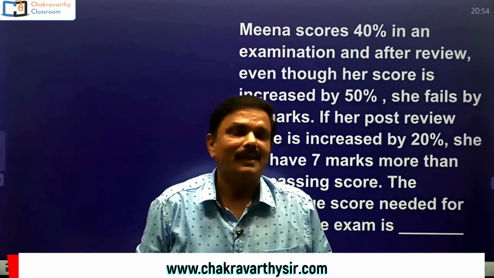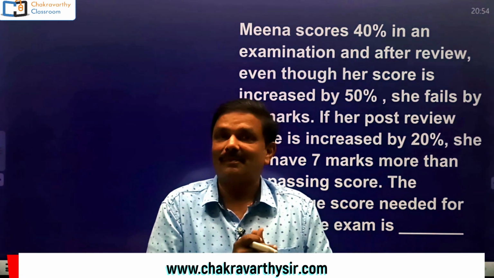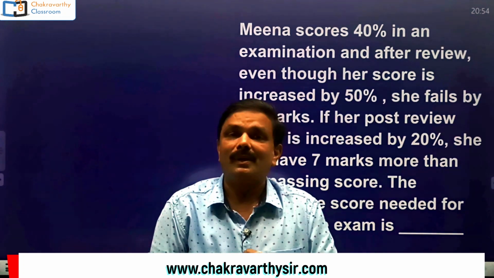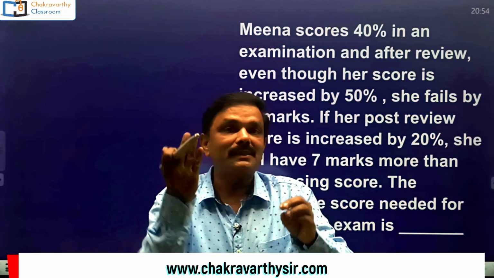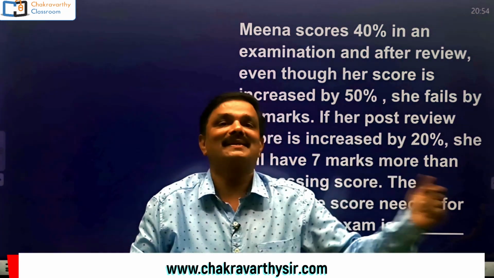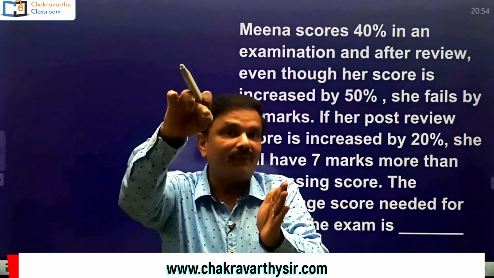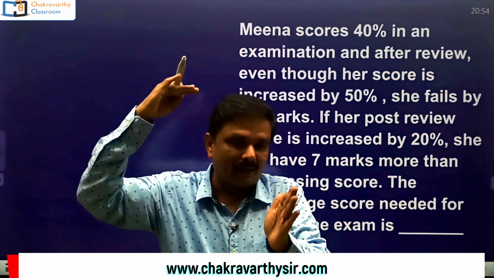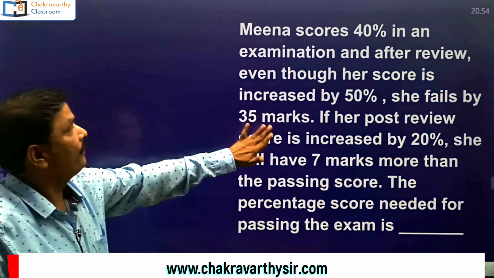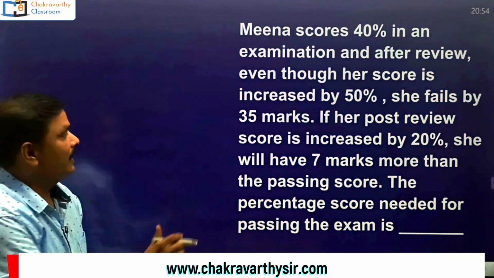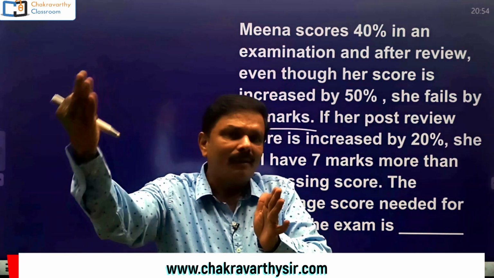What happened here? Initially, she got 40%, but she failed the examination. She went for a review. In the review, they added 50% more marks on 40%. She got 40%, and over and above that, 50% of that 40% of the marks have been added. Even after adding 50% of her original marks, she again failed by 35 marks. 35 more marks are required.